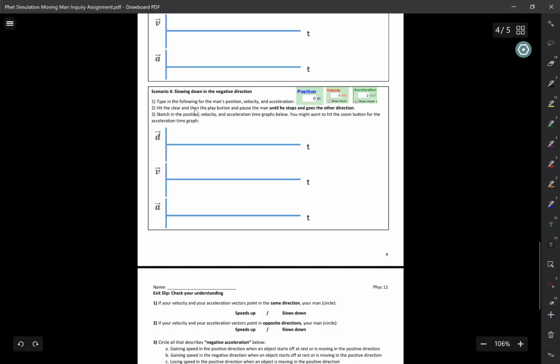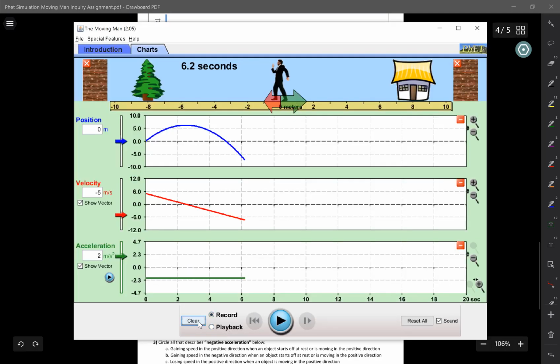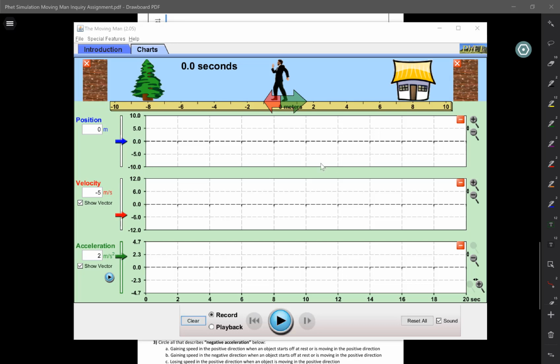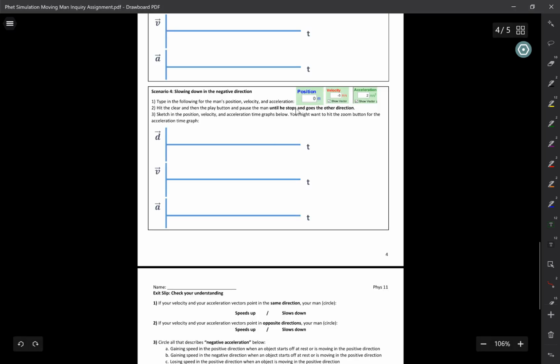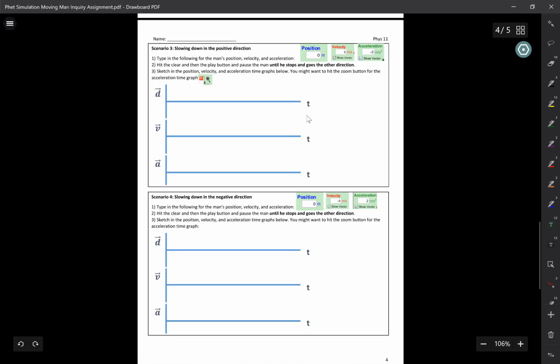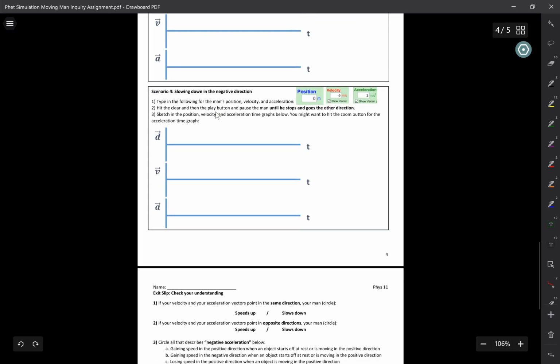Here it says hit the clear and play button. Clear and then play it. And again, it tells you to pause the man until he stops and goes the other direction. Same thing as I said before, you're welcome to unpause him later to see what he does and make the connections yourself. This is very similar to scenario 3, where I want you to pause in between, not when he crashes. When you pause in between his motion, draw only that part of the graph, and that's down here. So that's scenario 4.